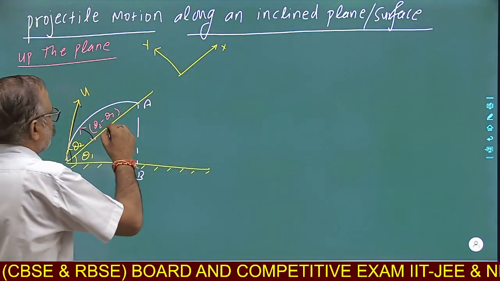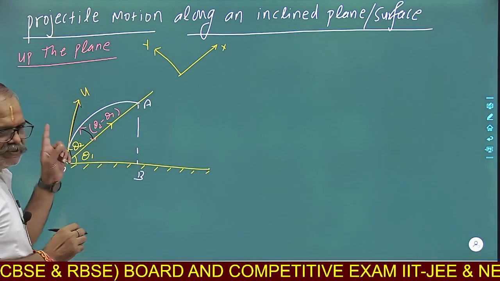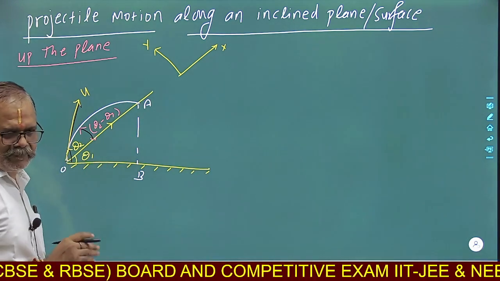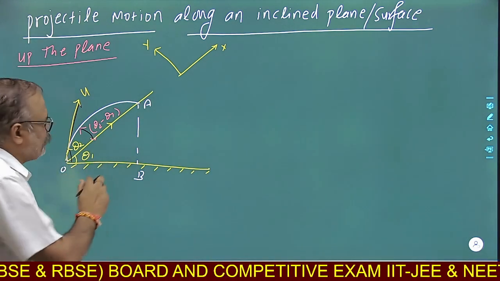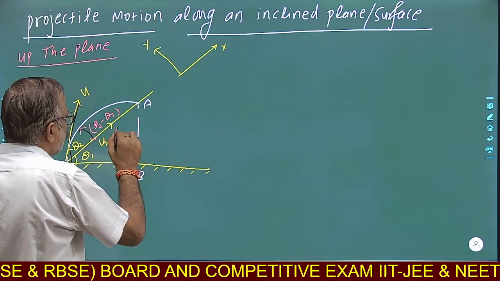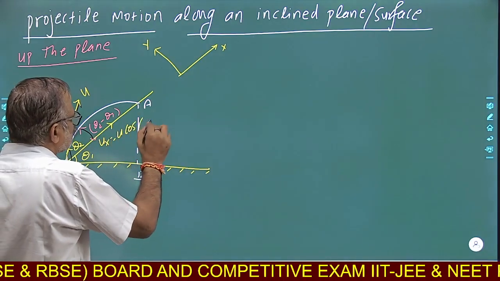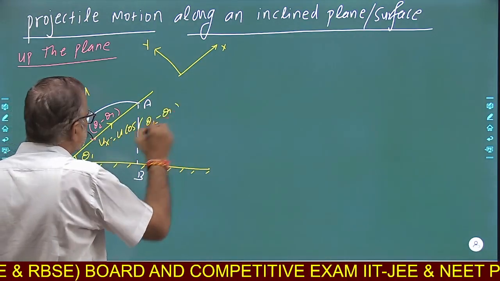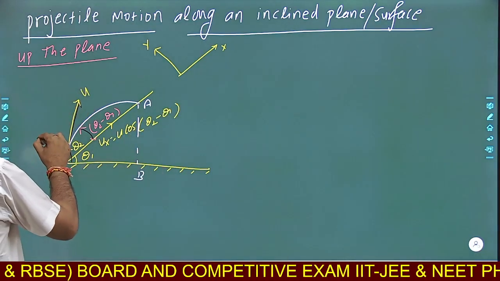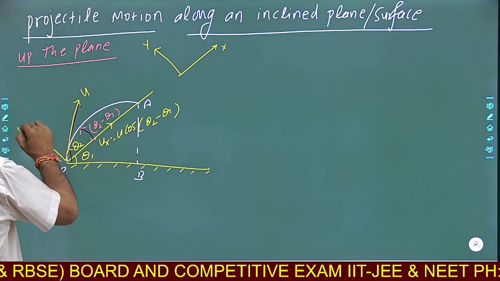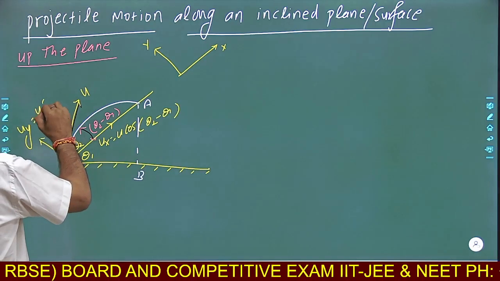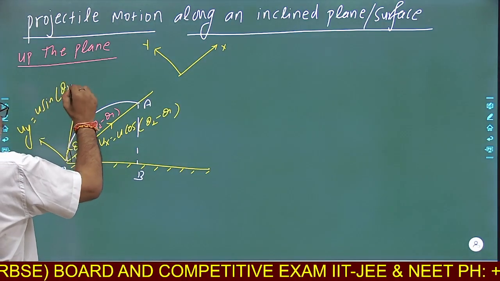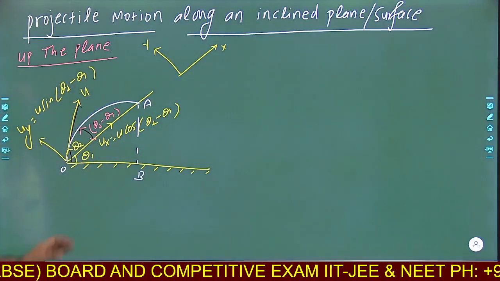तो देखिए बेटा, component of initial velocity belongs to x direction. Ux is equal to u cos of theta2 minus theta1. Along the y direction, Uy is equal to u sin theta2 minus theta1. That's clear.